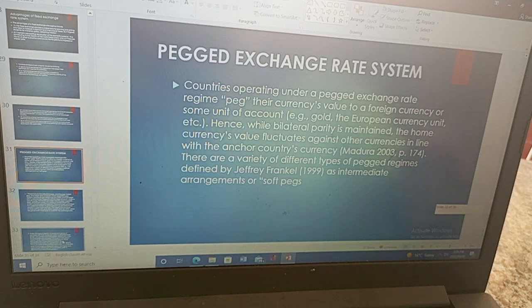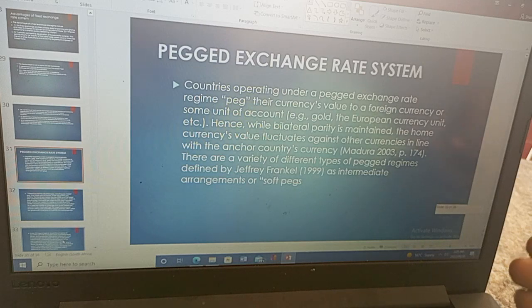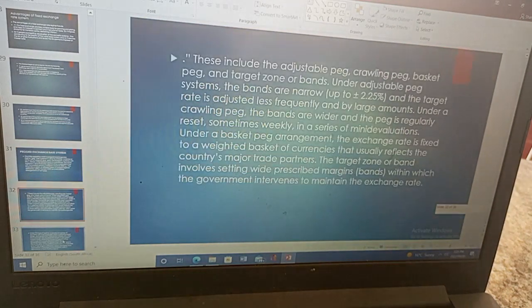Countries operating under a pegged exchange rate system peg their currency's value to a foreign currency or some unit of account. Now, what this is trying to tell us is that there is just a slight difference between pegged exchange rate and fixed exchange rate system. So this can be pegged against what? Other valuable currencies or valuable minerals such as gold. Now, while bilateral parity is maintained, the home currency's value fluctuates against other currencies in line with the anchor country's currency. There are a variety of different types of peg regimes or systems that are intermediate arrangement or soft pegs. Now, this includes the adjustable peg, crawling peg, basket peg, and the target zone or bands.